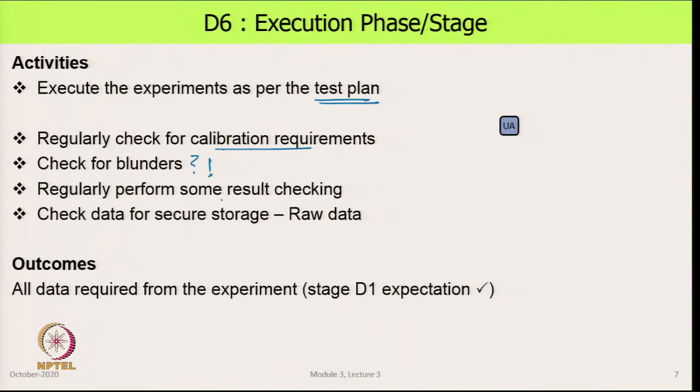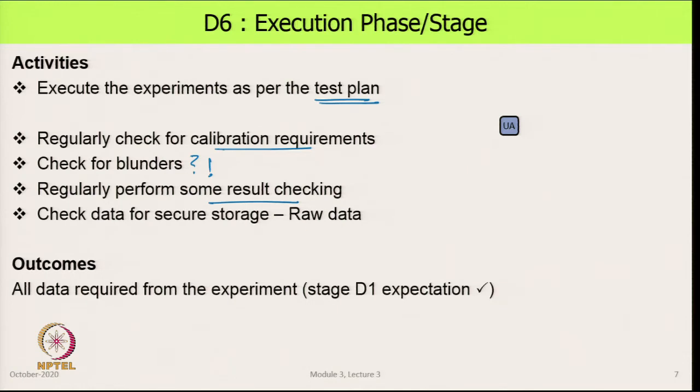As some data starts coming, we regularly start doing some quick calculations on the side and see what the result looks like. Once we have 5 points, we can make a plot and see whether the trend is something you expected, or whether it is confirming what others have done. All of that can be done.